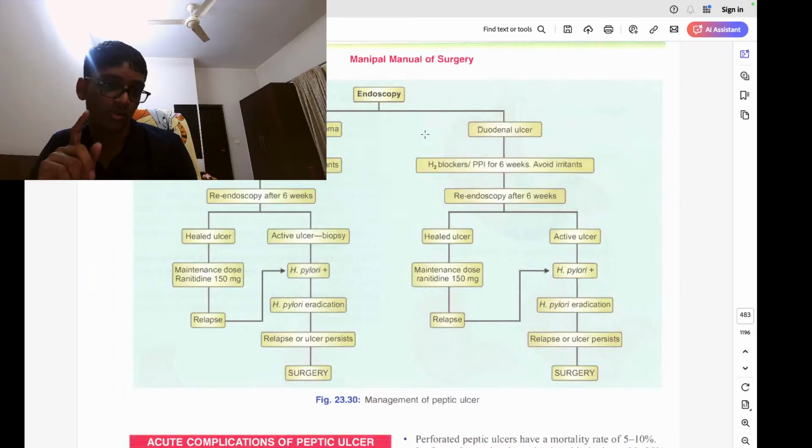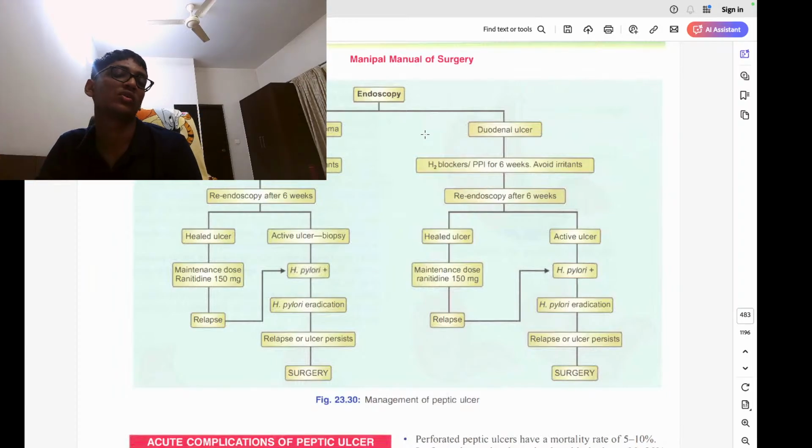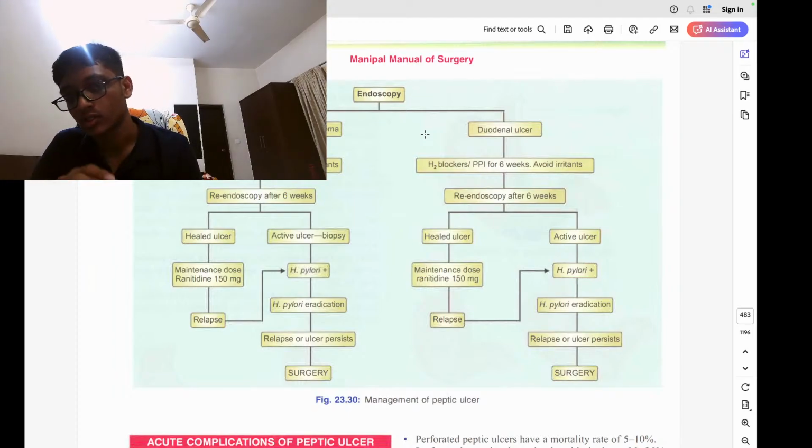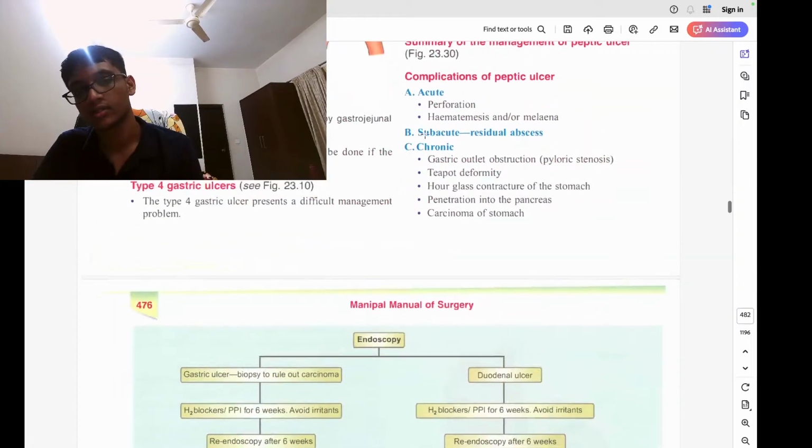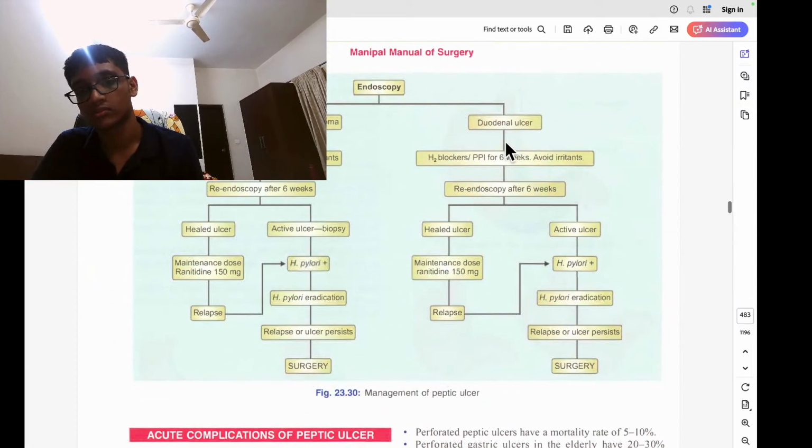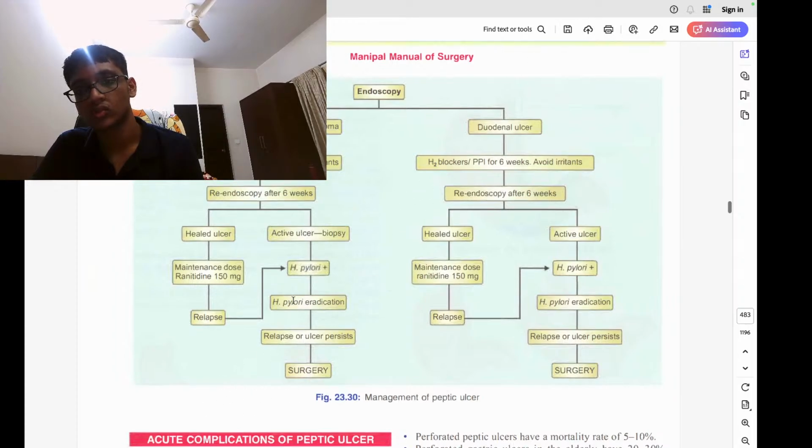The other option is gastric ulcer: biopsy to rule out cancer, H2 blocker, proton pump inhibitor for 6 weeks, avoid the irritants, re-endoscopy after 6 weeks. If there is a healed ulcer, then maintenance dose of 150 mg of ranitidine. If active ulcer, you do biopsy and see if it is H. pylori positive, then you do H. pylori eradication. If it relapses or ulcer persists, then you do surgery. Same thing. These both are the same thing, except you just look for cancer.